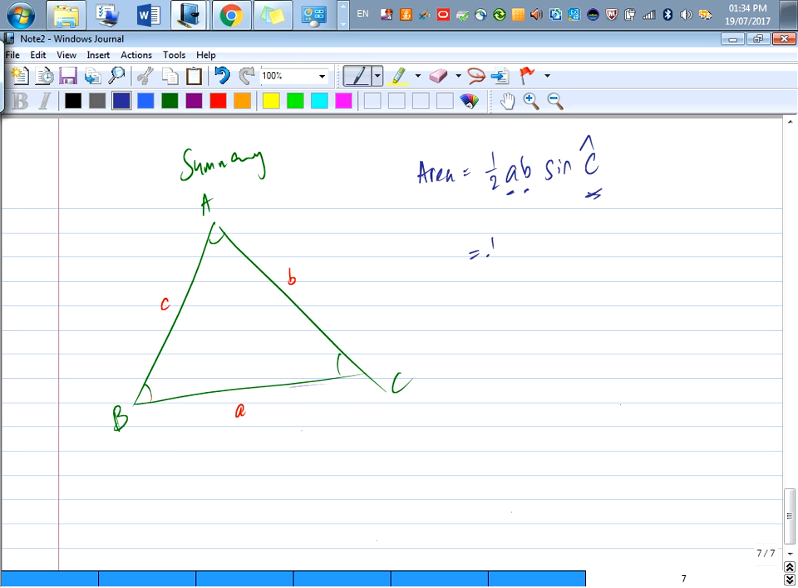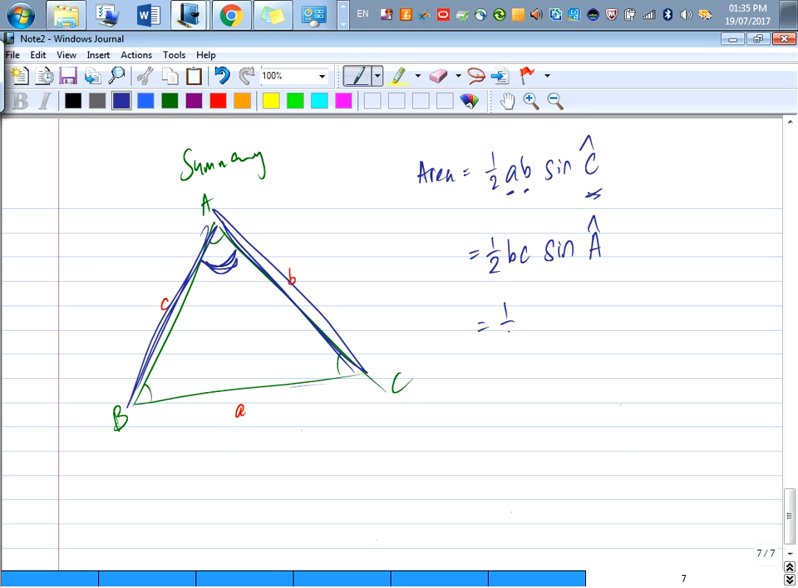I can also call it half bc sine what? Sine A. Let us take a look. b is over here. c is over here. What is the included angle? A, included in between them. So sine A. Okay? Cannot anyhow choose side, choose angle you like.